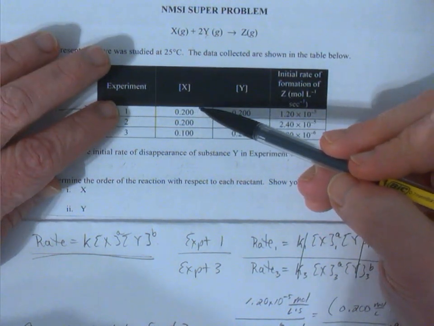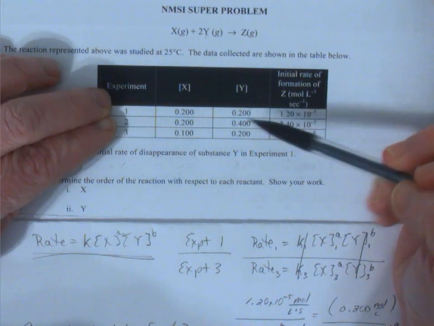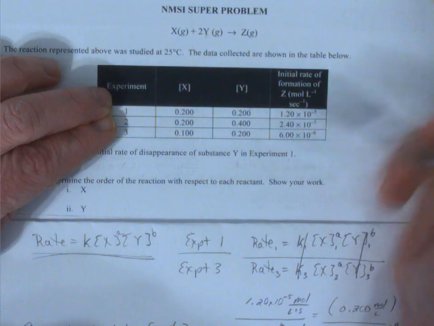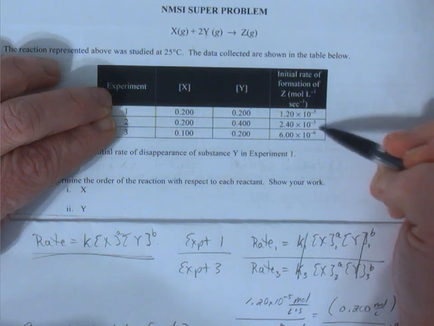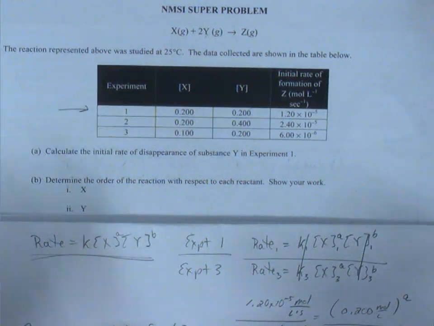So from experiment 1 and experiment 2, from 1 to 2, we're doubling Y. From 1 to 2, we're keeping X the same. When we double Y, as far as rate, it doubles. So then we know that Y is also first order. Okay, so you could go through that.